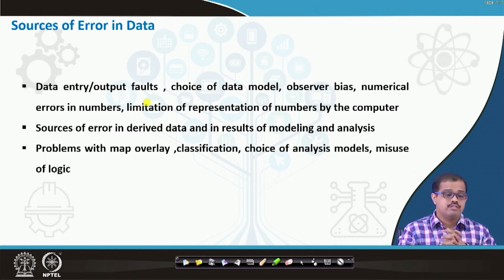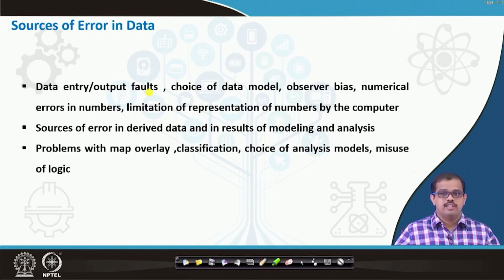When we look at sources of error, the first source of error is the user, through data entry and output faults. That is the first thing that a user does. The major source of error that I would assign in data is also the choice of a data model. This is extremely important. If a user is using a wrong data model, then your entire spatial data is not going to be propagated in a proper way.